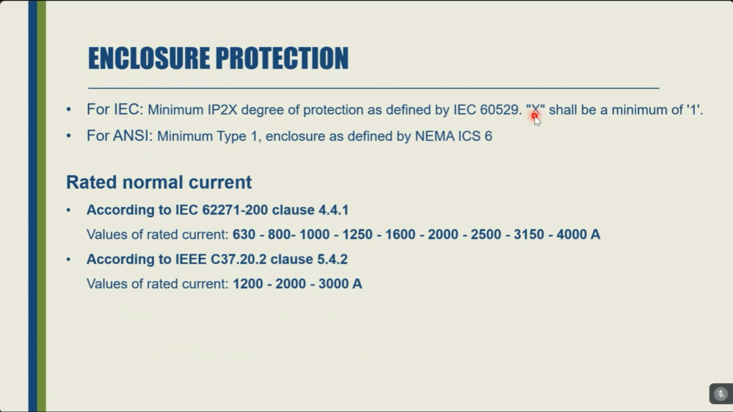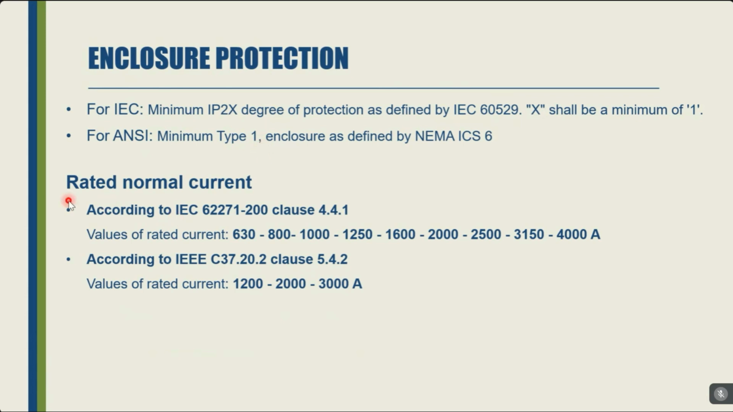But for that, you have to ask for a type tested certificate from the certifying authority, a valid type tested report, to confirm that the switchgear which you are procuring from the manufacturer is really certified for that IP rating. ANSI mentions that a minimum type 1 enclosure is provided. Type 1, type 2, 3, 4, 4R, everything is defined in NEMA ICS 6. So this is the standard. For example, IEC 60529 is the standard for IP ratings. Similarly, NEMA has ICS 6, which specifies the NEMA protection ratings for the enclosures.